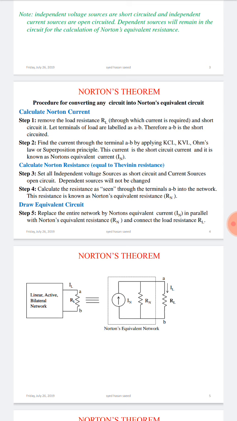This parallel combination is called the Norton equivalent network, which is useful for finding the answers to problems related to Norton's theorem. This is the main network of this topic. This network is called the Norton equivalent circuit or Norton equivalent network.